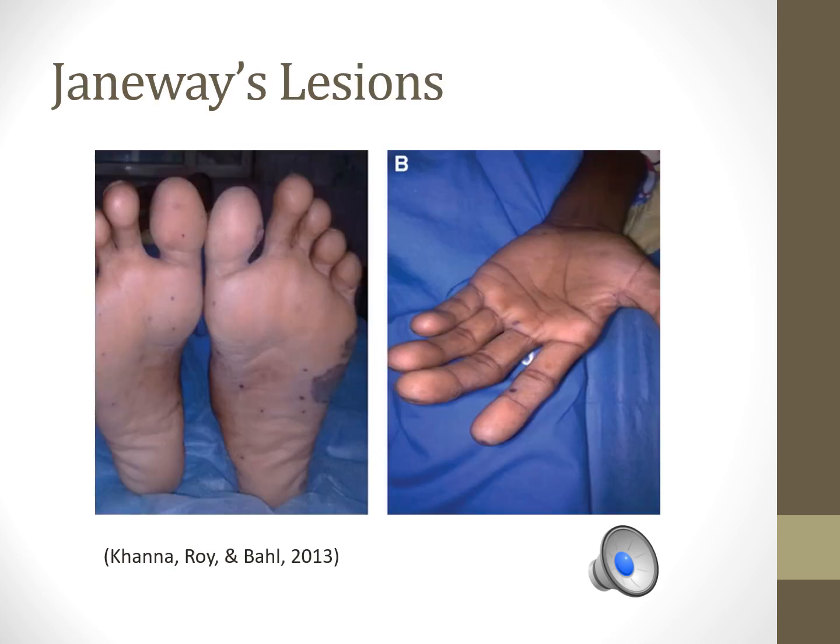The Janeway lesion is a micro abscess caused by a septic emboli. These will heal spontaneously with the treatment for the endocarditis. We just want to keep an eye on these. If they're not going away, it might indicate that treatment is being unsuccessful. But this is what a Janeway lesion does look like. It's a little nodule underneath the skin where bacteria is deposited.